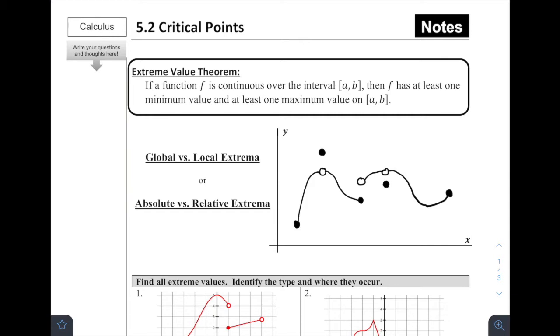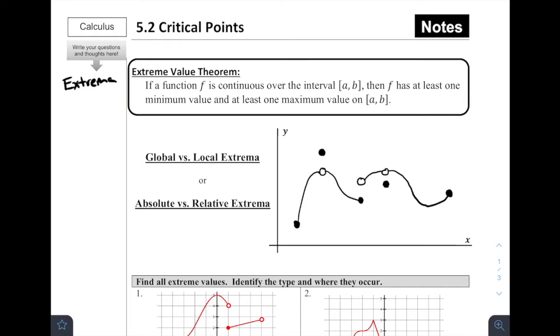We're going to start by talking about a theorem that's called the Extreme Value Theorem. It says that if a function f is continuous over some interval from x equals a to x equals b, then f has at least one minimum value and at least one maximum value on the interval from a to b. What this is talking about, just sort of as some definitions that we're going to need, is extrema.